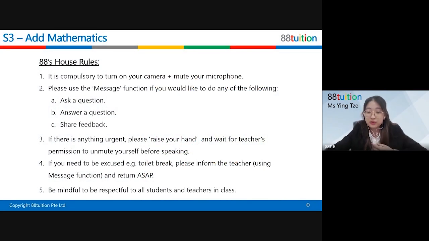Okay, so that's your question. You want to find what is A and B. Okay, so for this question, right?